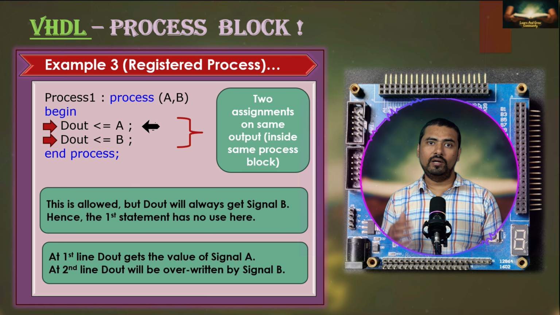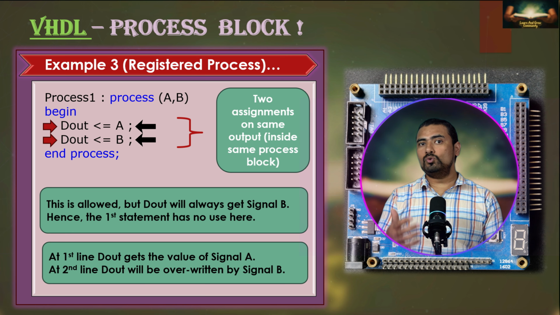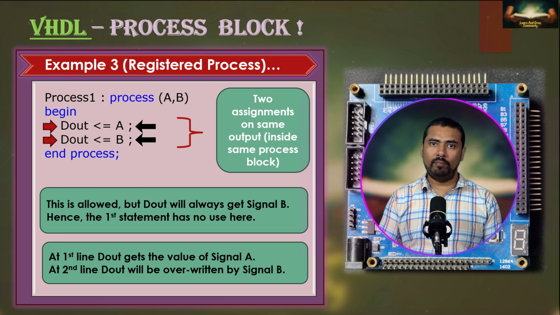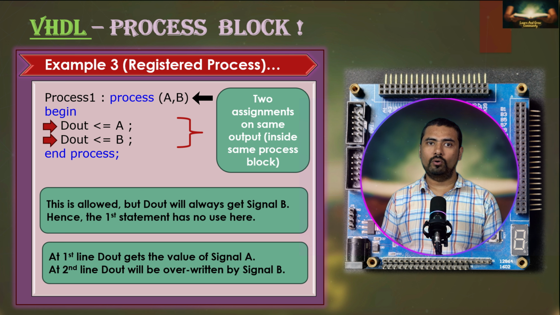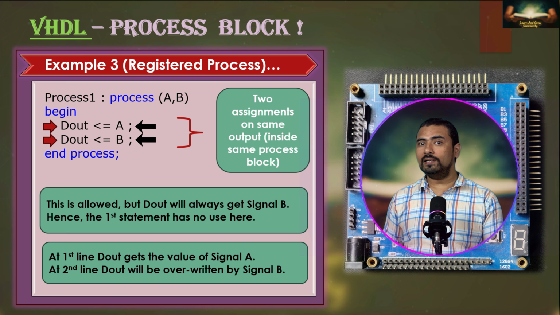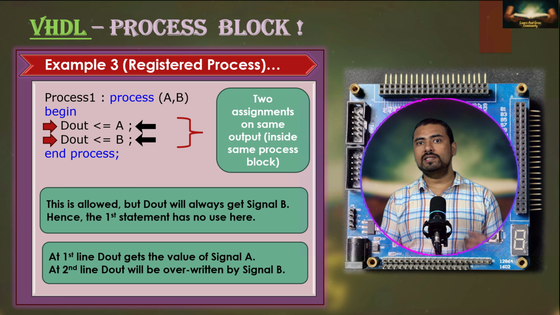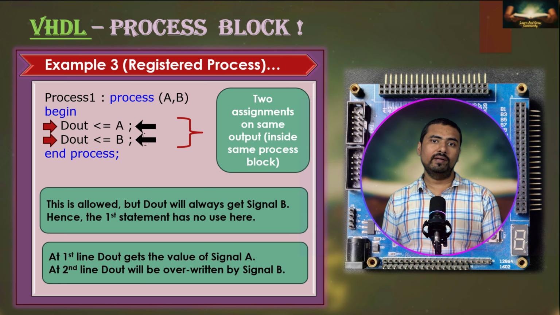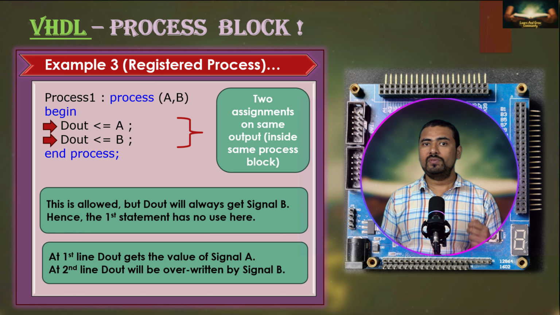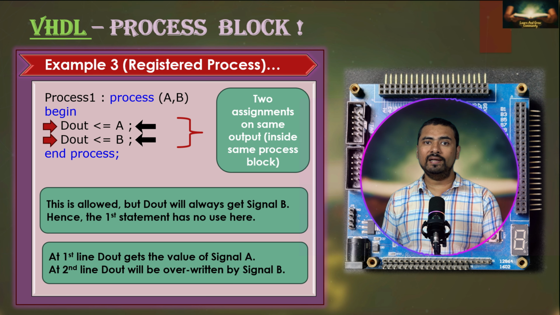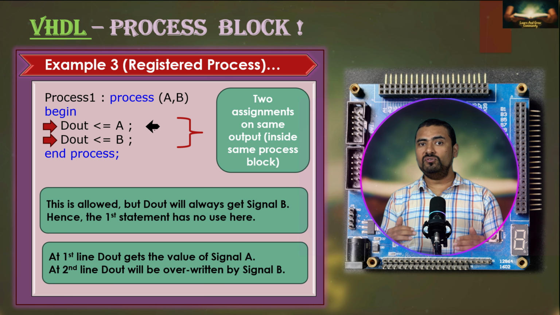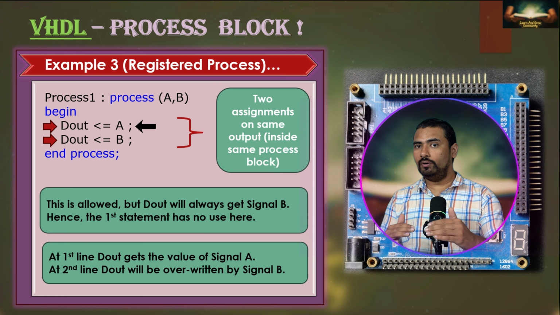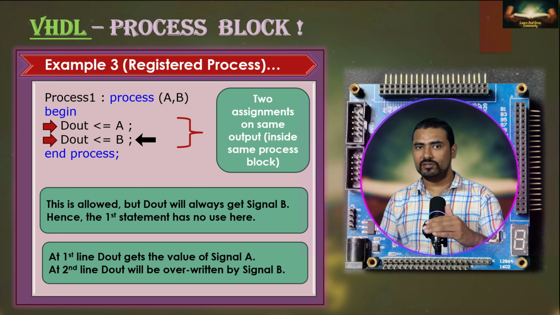So in brief, here we have the scenario where we have two assignments on the same output, but they are inside the same process block. Now my first question is, is that allowed? The answer is yes, definitely this is allowed by the VHDL compiler. The reason is that there is no conflict in the assignment of output because these two statements inside the process block will be executed sequentially. Meaning first statement 1 will execute and then statement 2 will execute.